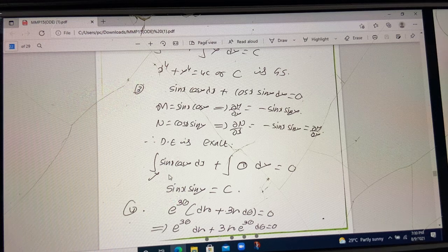Here, integral y sin x cos y dx. You have to integrate with respect to x. I am sorry, I have made a mistake here. You have to integrate with respect to x. For sin x, what is the integral? Minus cos x.